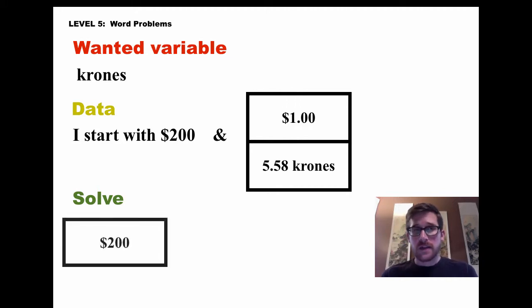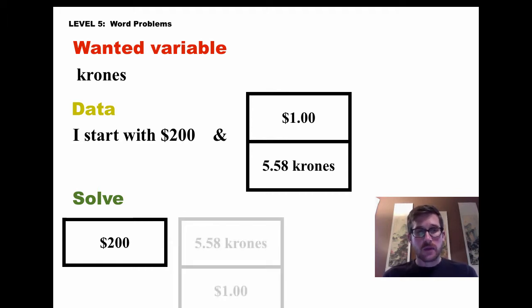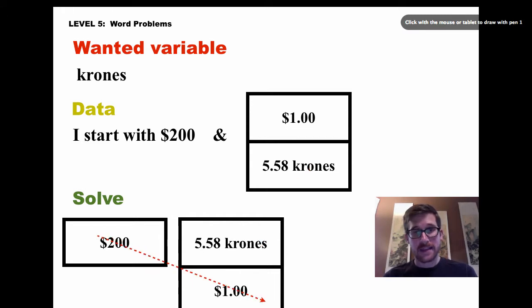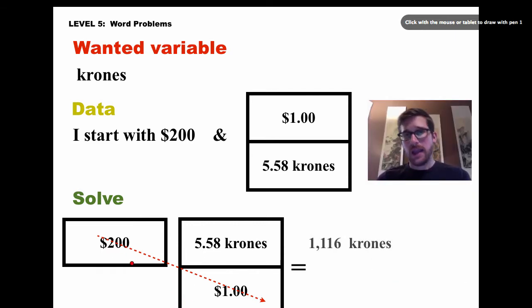So now you've identified the data, what's important to the problem, we're going to solve. So we're going to start with $200. That's what we're converting. And then we set up our domino. Notice it's flipped here compared to up here. That's so that I can cancel out dollars. Remember, when we're doing dimensional analysis, we cancel units from top to bottom. The units have to match, not the numbers. So what do I get here? I get 1,116 krones. And make sure you circle the answer, right?